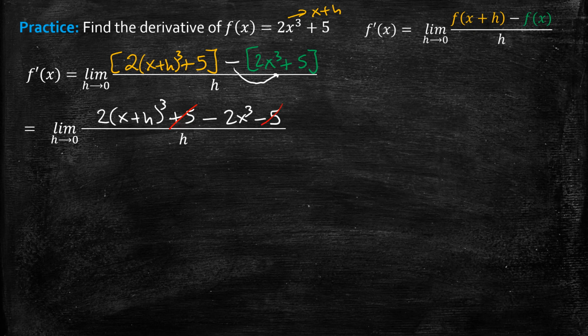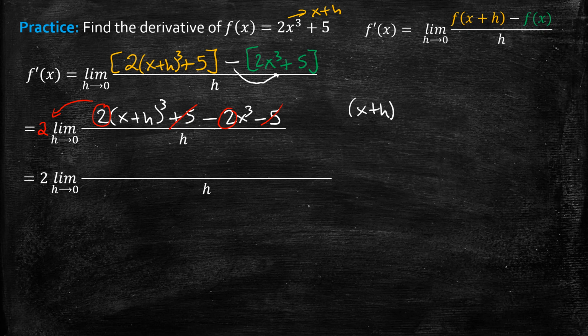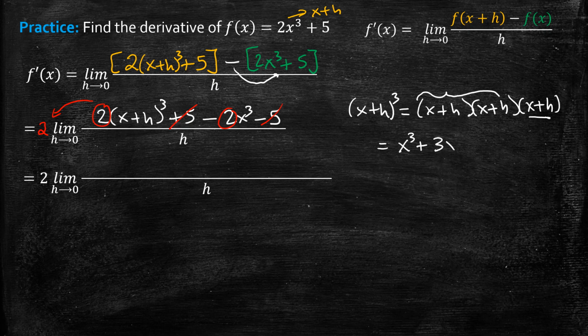Notice that we can simplify a little here. The 5's cancel. Notice also that the 2 is a common factor of the numerator, so I'm going to extract that out, which is permissible. It's a limit law. In the next step, now we're going to take care of (x plus h) cubed. I'm not going to do it completely for you here. I'll leave that up to you, but you would have to take x plus h and multiply it by itself 3 times. You would have to multiply the first 2 to get a trinomial, and take that trinomial and multiply it by the remaining binomial. And if you do that, you should get this expression.